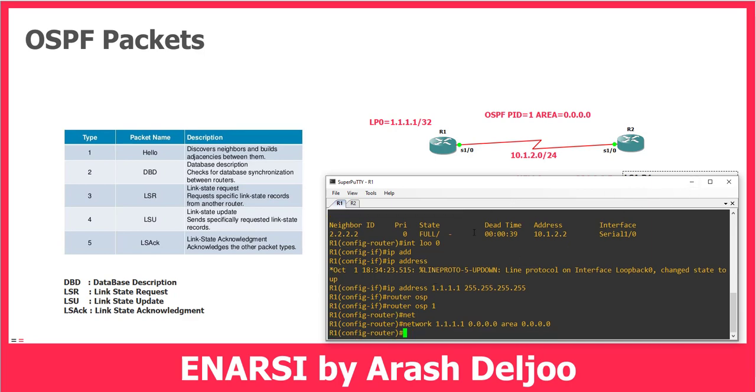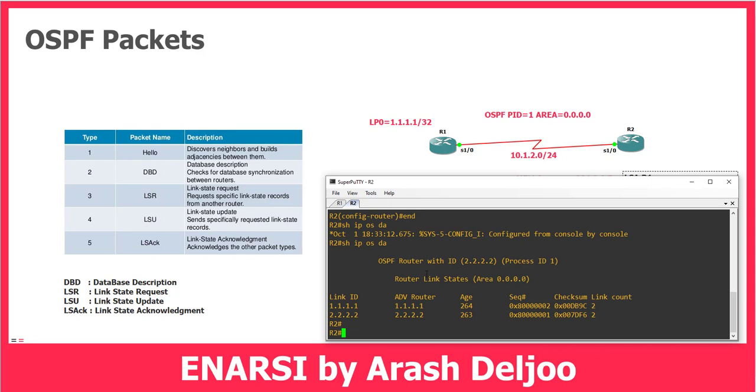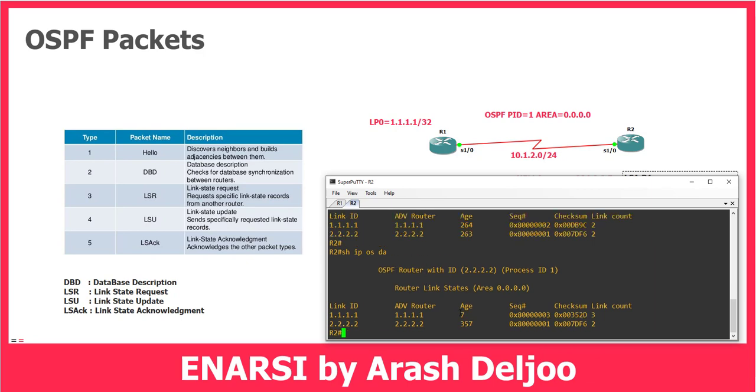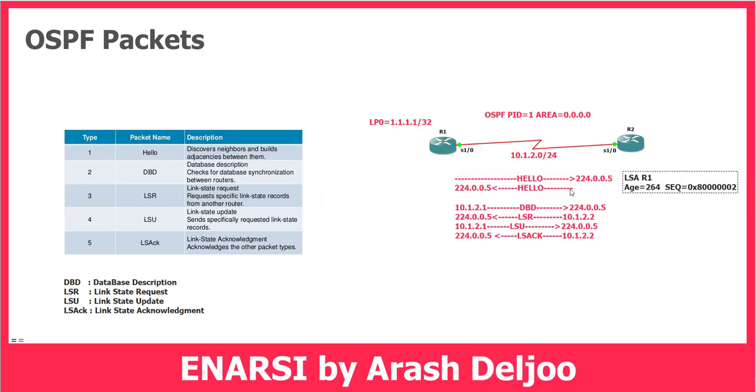In router 2, if you check the database with show ip ospf database, now you can see that we have one new sequence number with the age of 7. 7 means 0, 1, 2, 3, 4, 5, 6, 7. That's it. It means we received this update 7 seconds ago. As you can see, the sequence number increased. Why? Because router 1 sent the new link state with a number one higher than the previous sequence number.